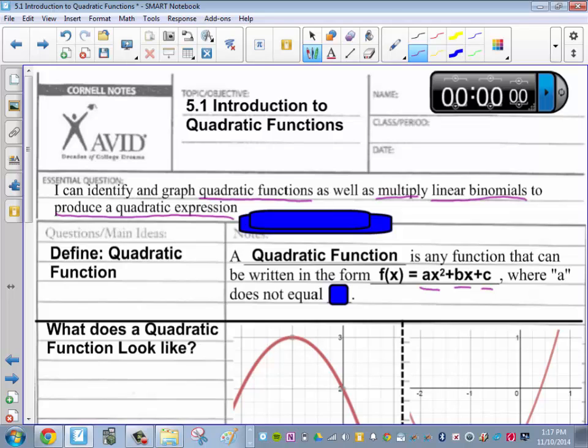But here's the key thing. This a cannot be 0. Let me get rid of that. Can't be 0, okay? So if the a is 0, then it's not a quadratic function. So that's what we're going to be looking for.